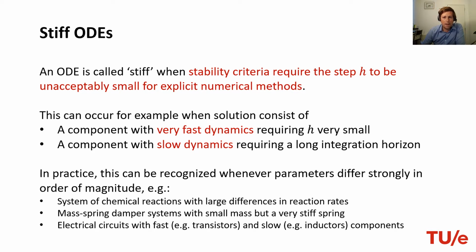Another example from electrical engineering is a circuit with very fast components, such as transistors, combined with very slow components, such as inductors. This also leads to a very stiff system of differential equations in the end.